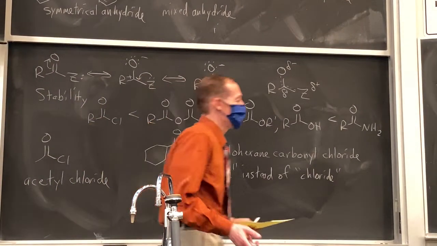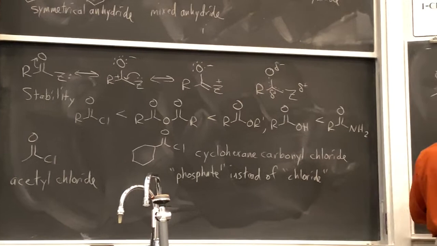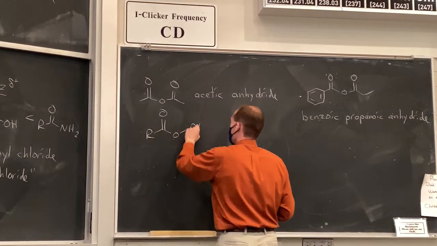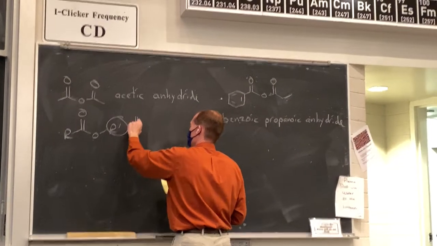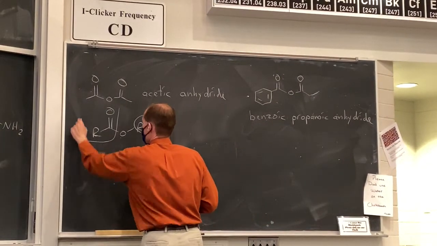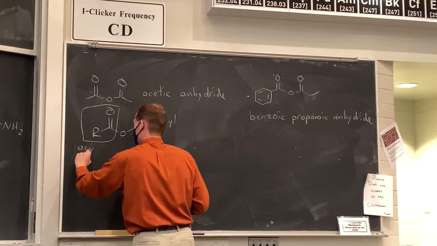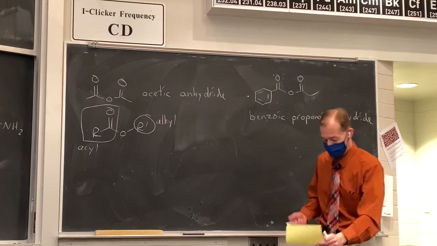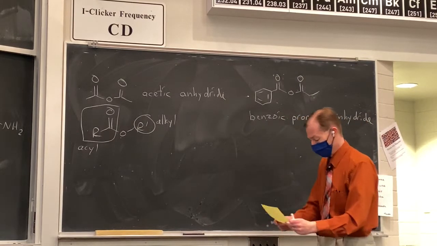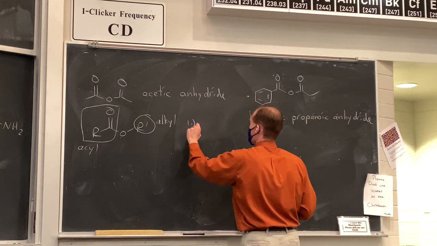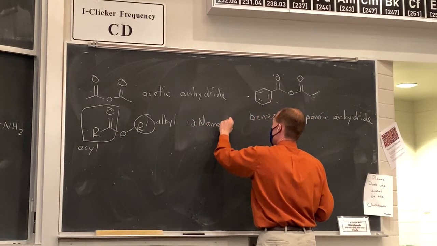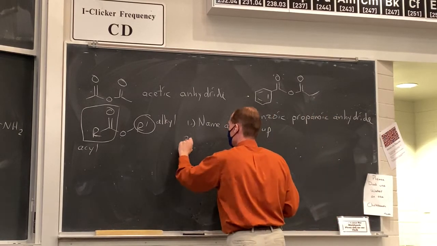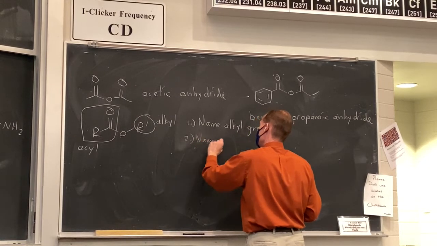Okay, let's look at esters now. Esters have two components to them. They have an alkyl group, this is the alkyl group, and they have an acyl group. So we have to name each component of the ester. We have to name the alkyl group, and we have to name the acyl group. The order in which we do that is we name the alkyl group first, and then we name the acyl group.